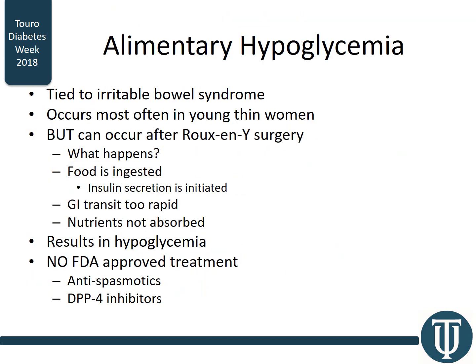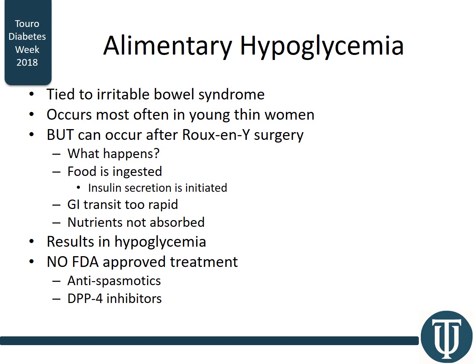Next, we'll talk about alimentary hypoglycemia. Alimentary hypoglycemia is an interesting phenomenon. So this is closely tied to irritable bowel syndrome. Tends to be most common in young, thin women, but this can also occur after Roux-en-Y surgery for people who have had bariatric surgery. So what happens?